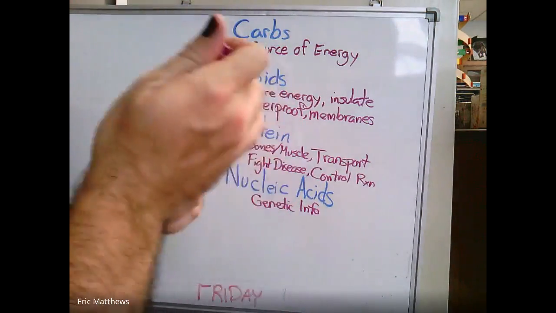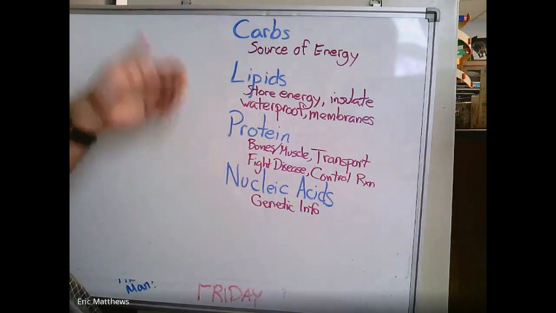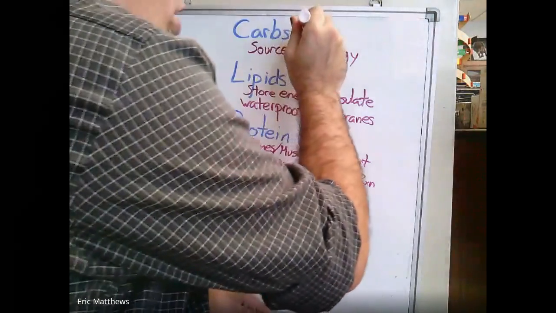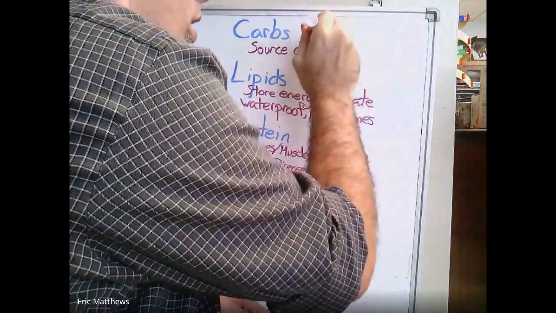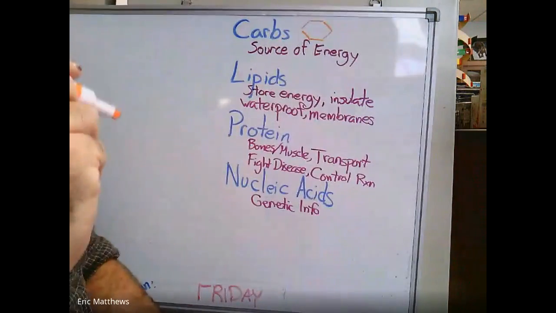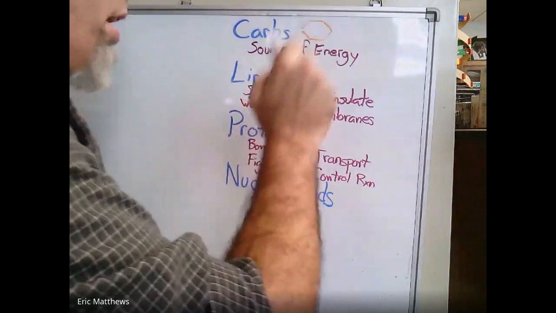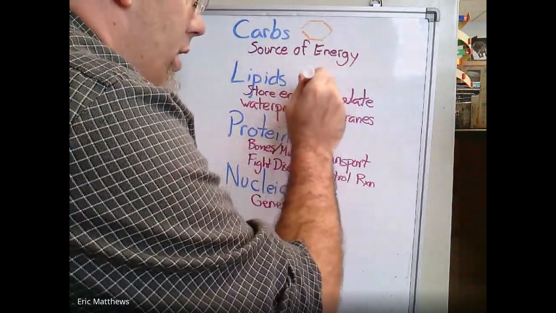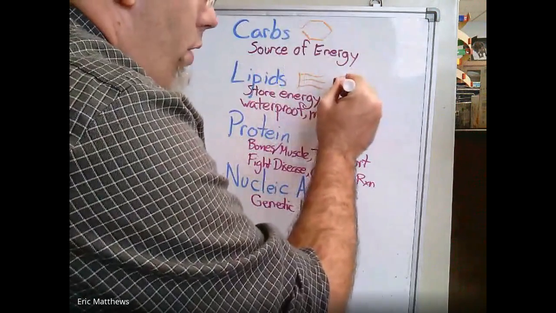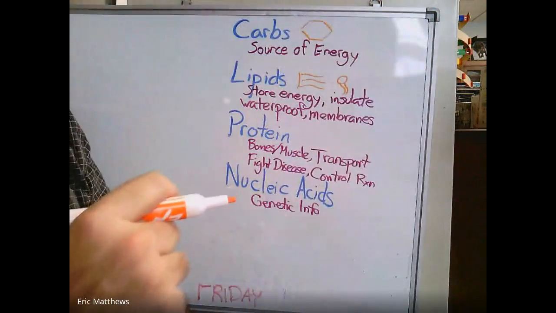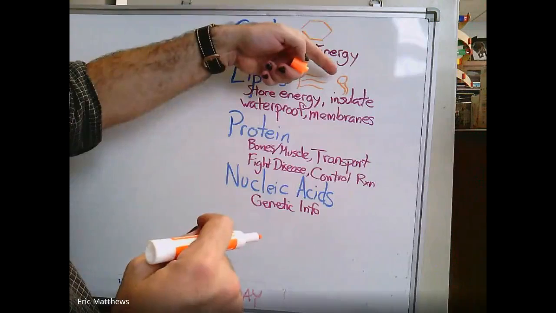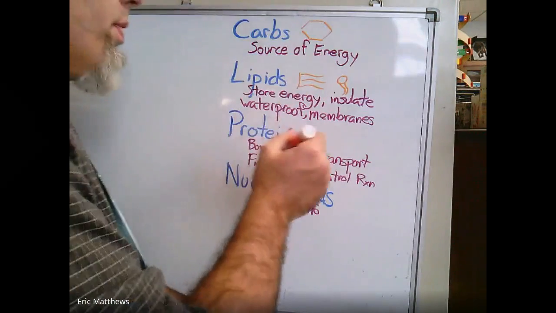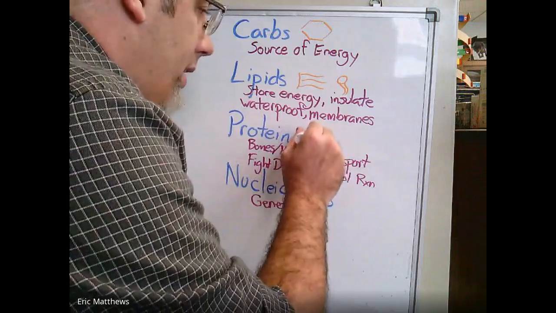All right. So we have our 4. We have what they do. What do they look like? Well, remember, carbs are going to be that 6-sided ring. Lipids can come in 2 forms. You're either going to have your glycerol with your 3 fatty acid chains coming off of it, or you're going to have your phospholipid that looks like the little squiddy with the round ball head, the hydrophilic side, and the hydrophobic chains.